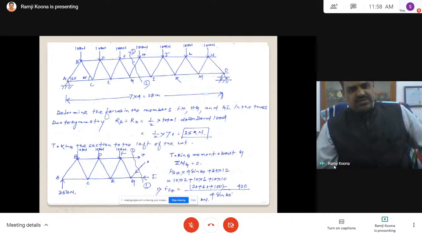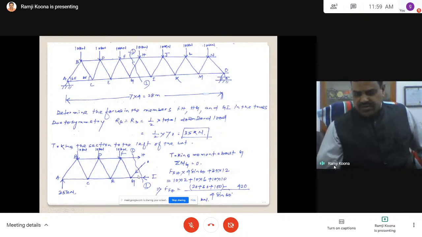Now what we have to do is take summation of moments about G equal to 0. This is one equation we got. From this we can determine, because when you are taking moment about this point, two unknowns are nullified. This unknown we will get directly. This force into perpendicular distance, this force into perpendicular distance, and so on. All are known quantities, only the unknown is FH. FH we directly got by taking moments.